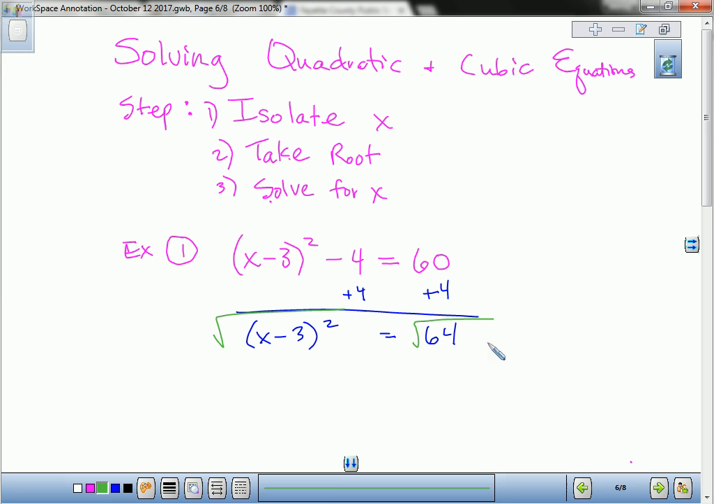this side. Now, when you take a root in order to solve a problem, if that root is an even root, like a square root, when we take even roots, we get plus or minus. Because if I squared positive 8, I would get 64, but also if I squared negative 8, I would get 64. So when I take the square root of 64, I have two possibilities, positive or negative 8. Now over here, the square and the square root cancel, and we're left with x minus 3. So we actually have two situations. We have x minus 3 could equal 8, or x minus 3 could equal negative 8.